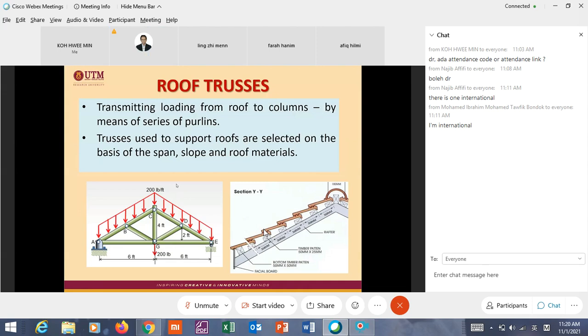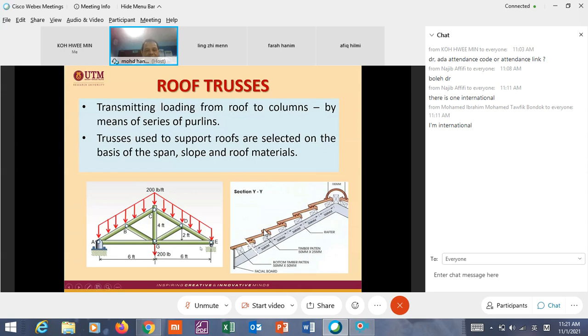Where does the loading come from? The loading comes from the roofing, and also from imposed load from workers or snow load. This is a purlin, and this tile is a concrete tile, heavier than asbestos or metal decking. The purlin transfers the tile loading to the roof member. Here we call it rafter. This is called a bracing member.